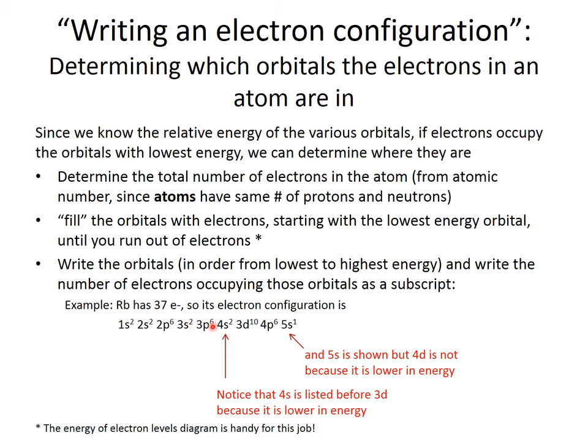I don't move up to the 3d orbital yet. The 4s is lower in energy than the 3d, so I'm going to fill the 4s. So 4s 2, 3d 10, 4p 6, 5s 1. And if I add these all up, 2 and 2 is 4, plus 6 is 10, plus 2 is 12, plus 6 is 18, plus 2 is 20, plus 10 is 30, plus 6 is 36, plus 1 is 37. I get the total number of electrons that I have.